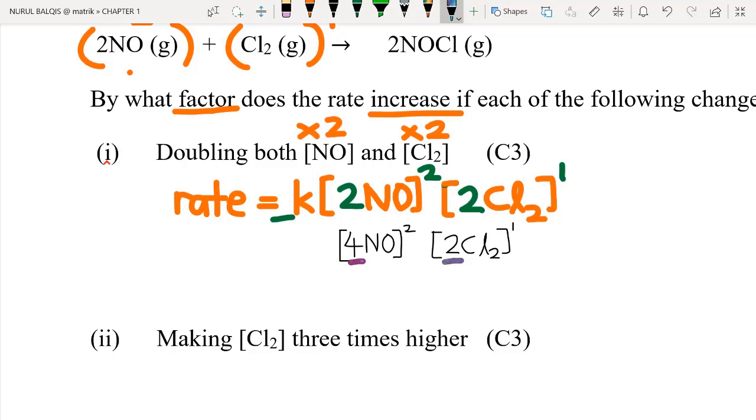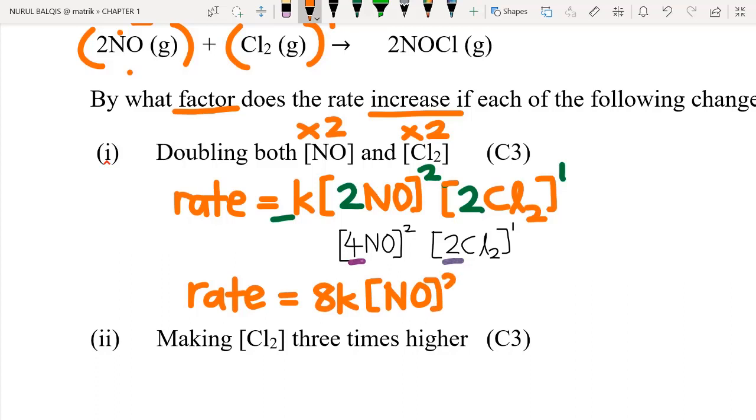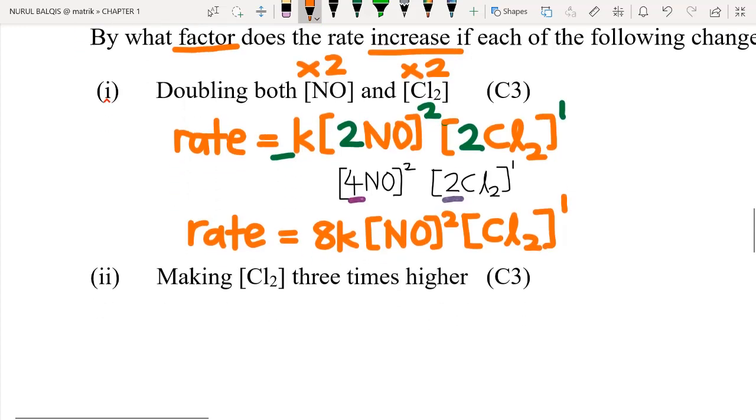So how are you going to write the final rate law? You need to write as rate is equal to 8K concentrations of NO to the power of 2, concentrations of Cl2 to the power of 1. Alright, that's how it will look like.